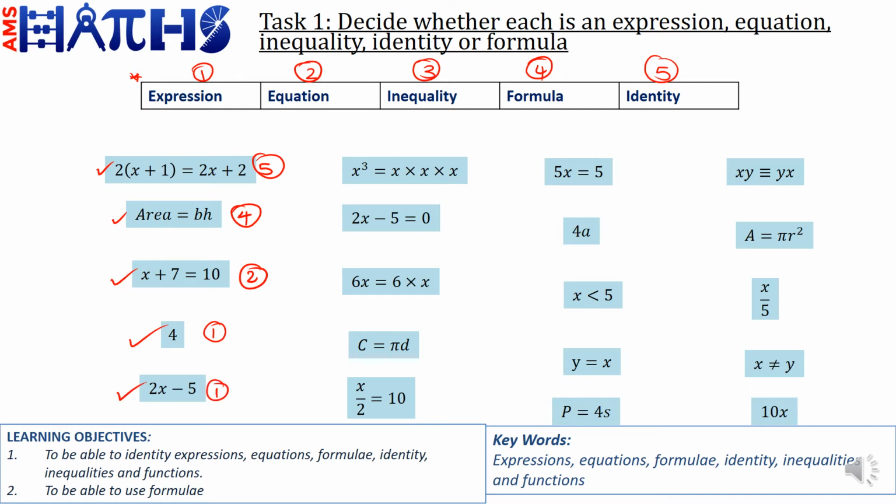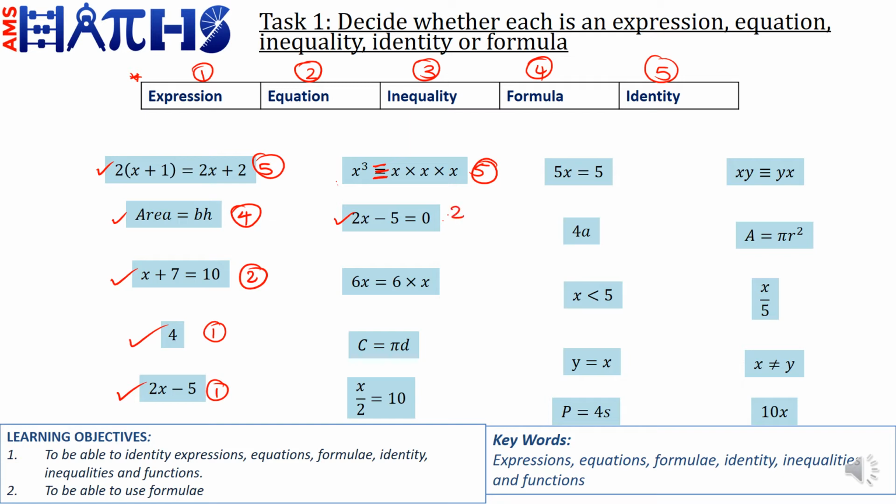4 is an expression, fits under column 1. 2x minus 5 is also an expression under column 1. X cubed would be an identity, because x cubed is exactly x times x times x, so that will go under column 5 because it's an identity. And as I said before, with our identities, we don't always put the symbol in, especially when we're going to test you. You have to be able to tell if one side is exactly the same as the other. So that's on the column 5.